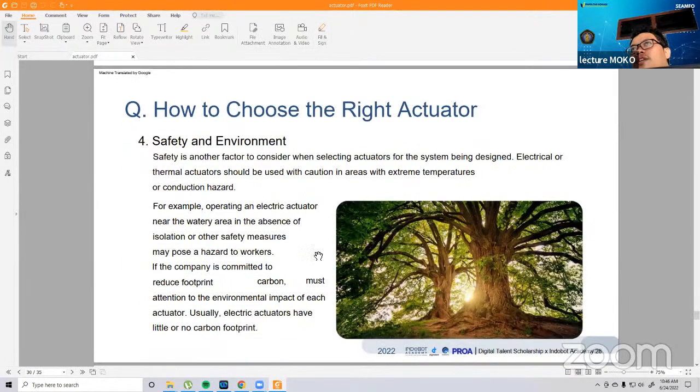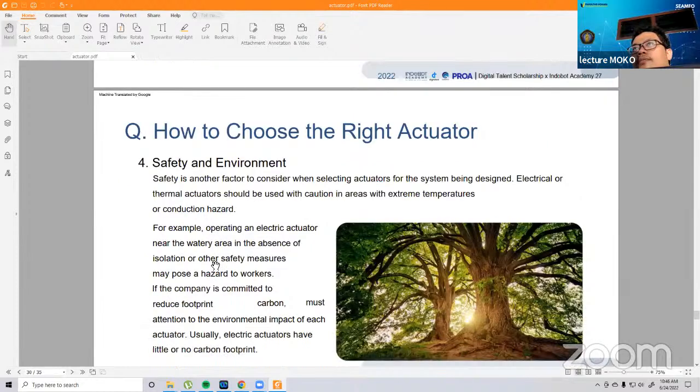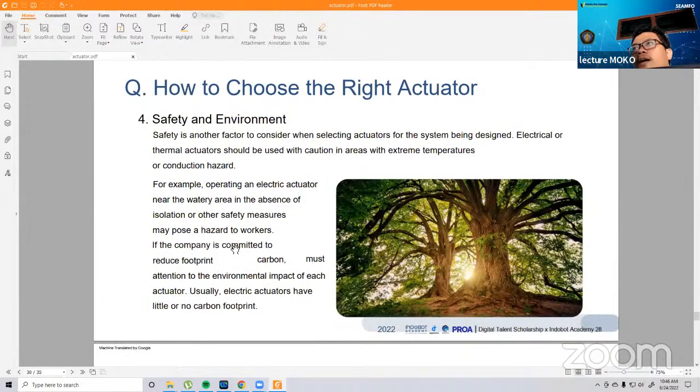And safety and environment also need to be considered. For example, as I already talked about before, many industries that are sensitive to fire, for example the oil refinery industry, use many types of pneumatic and hydraulic because it's more secure than using electricity signals.